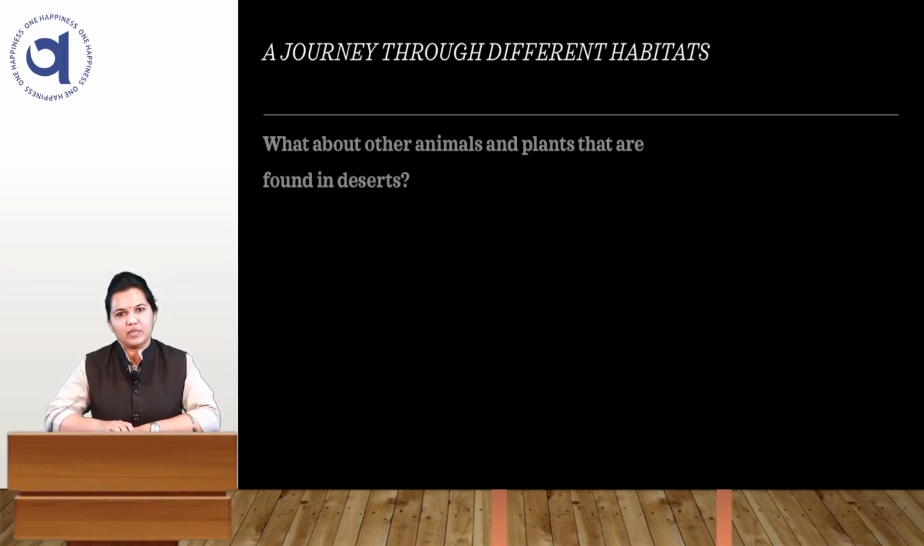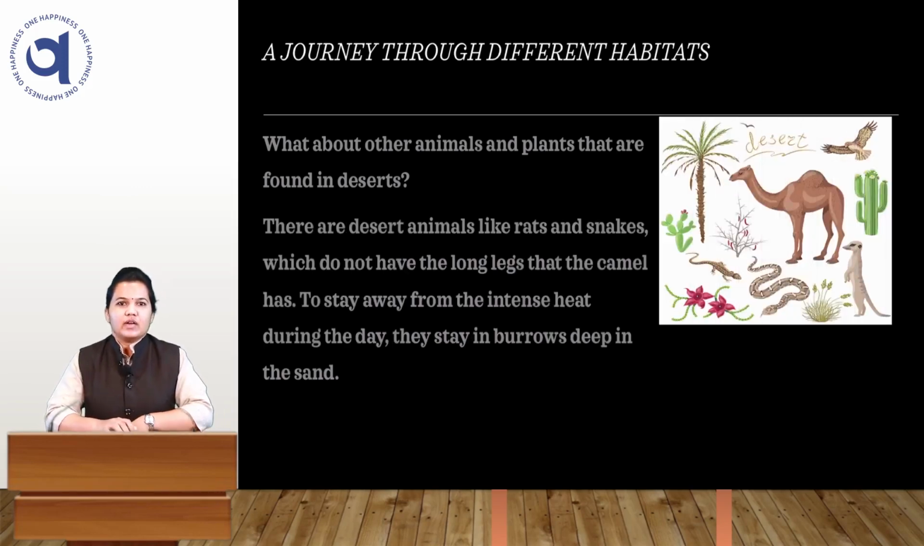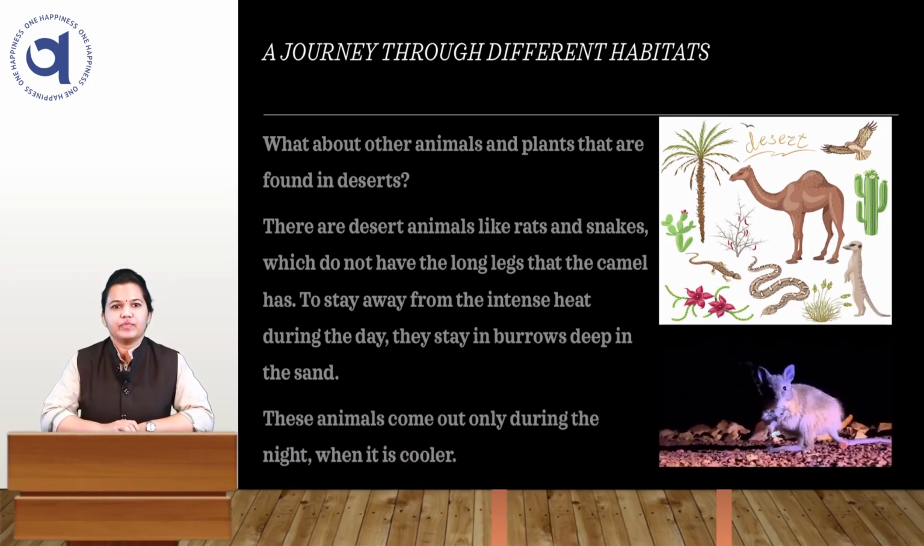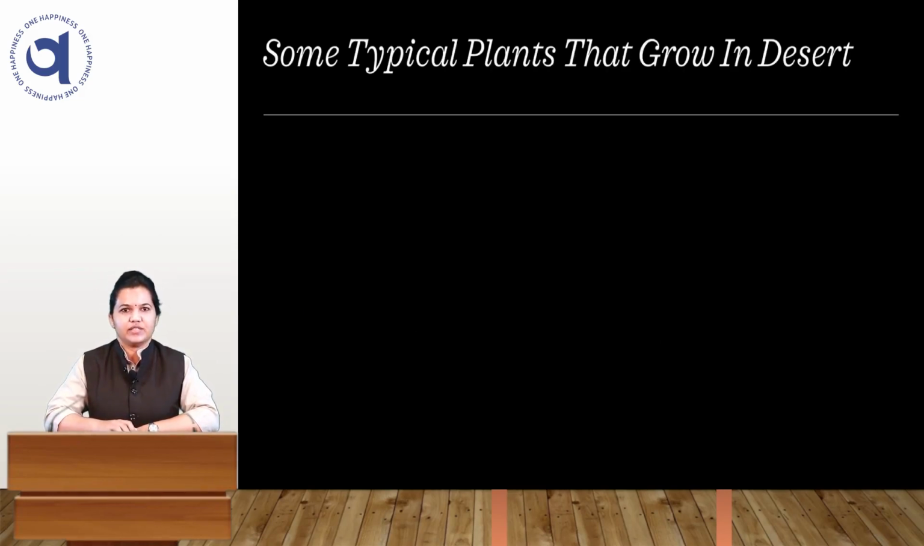What about other animals and plants that are found in deserts? There are desert animals like rats and snakes which do not have long legs like the camel has. To stay away from the intense heat during the day, they stay in burrows deep inside the sand. These animals come out only during the night when it is cooler. Here we can see the picture of a kangaroo rat that comes out only during the night.